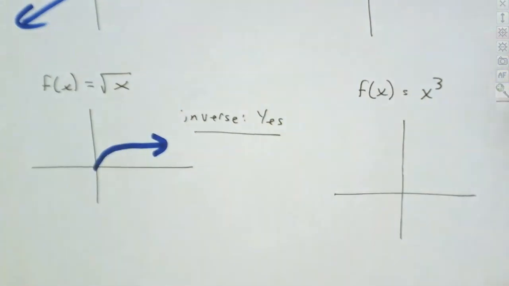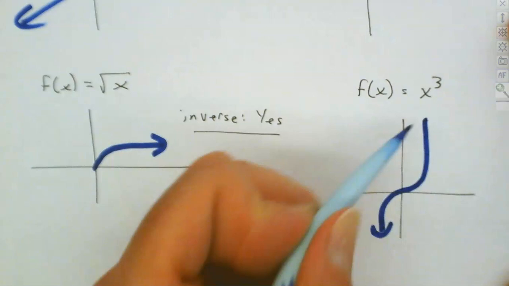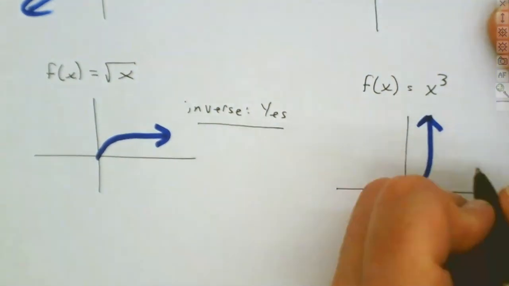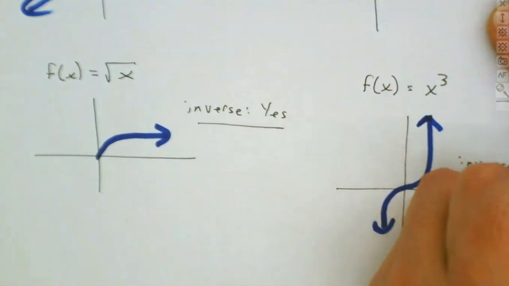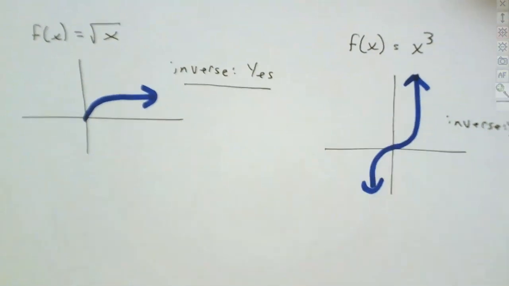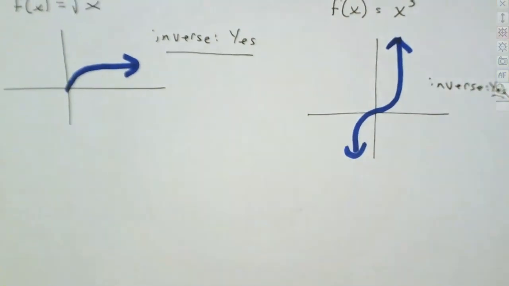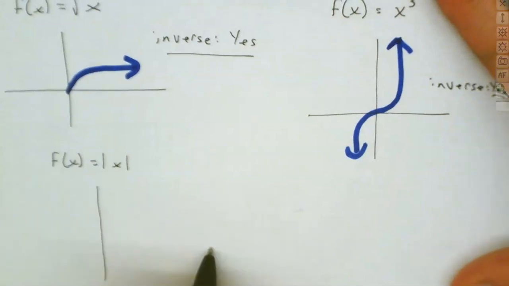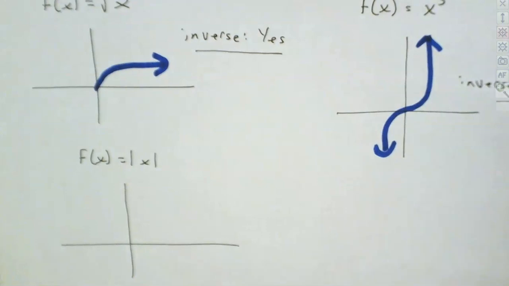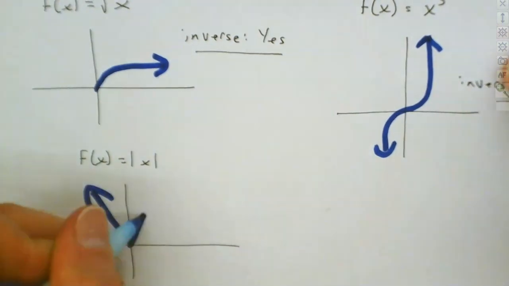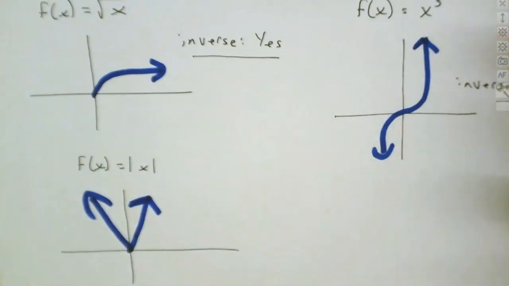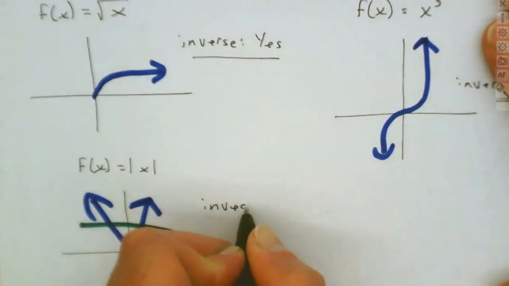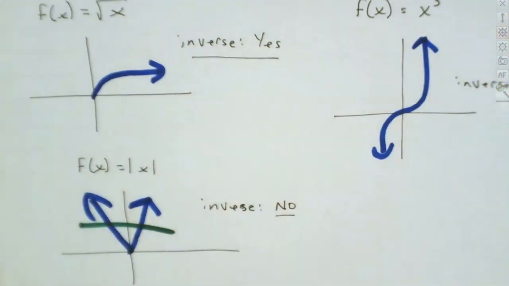So x cubed looks like this. And so an x cubed function also has an inverse. So far, what's the only one that doesn't have an inverse? X squared. There's another one that doesn't have an inverse. The absolute value. Why would the absolute value not have an inverse? It wouldn't have an inverse because this fails the horizontal line test. So this one does not have an inverse.